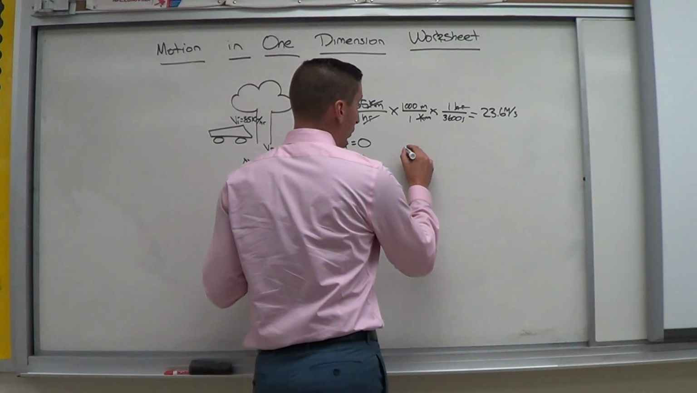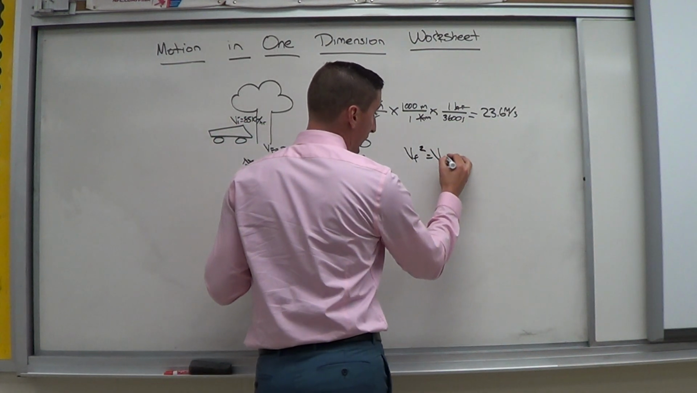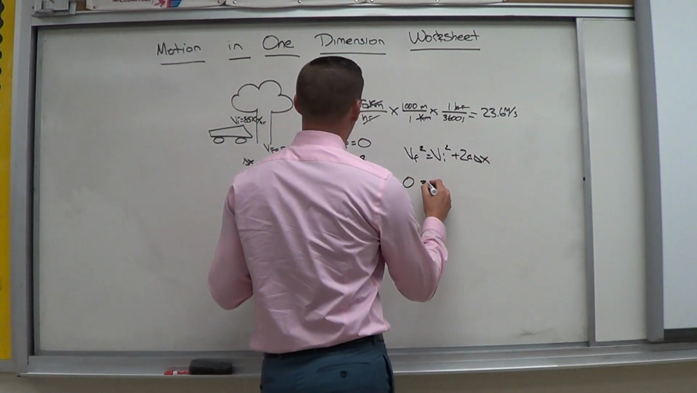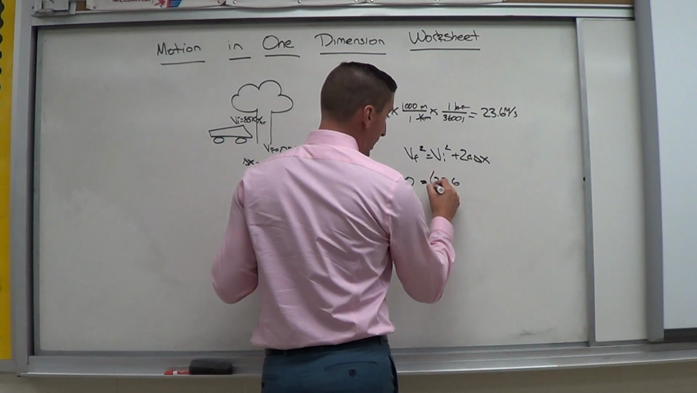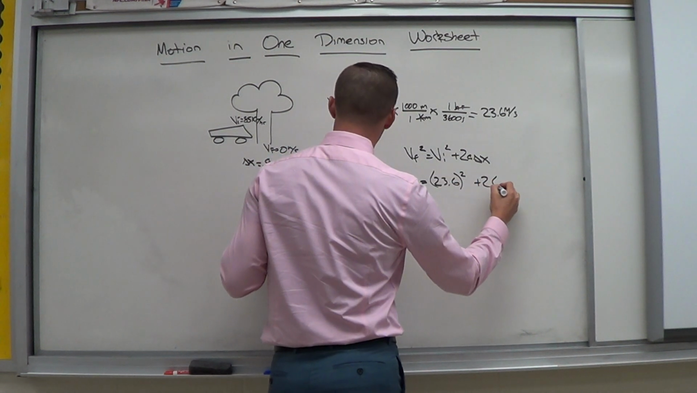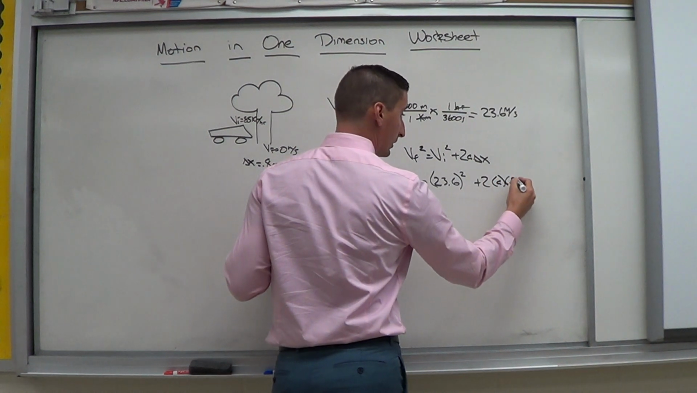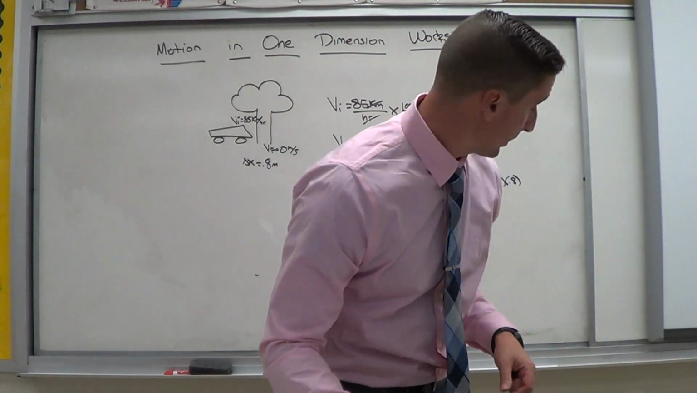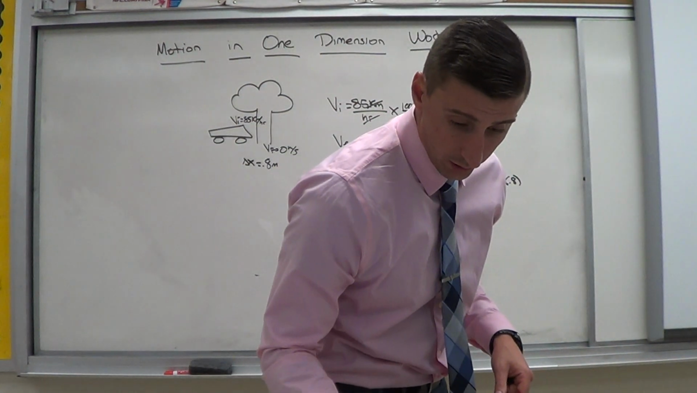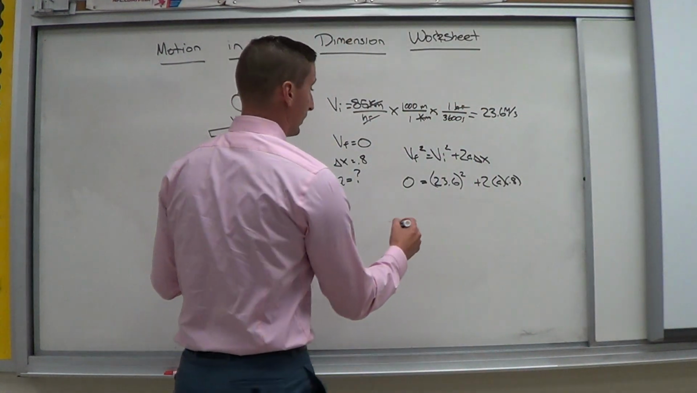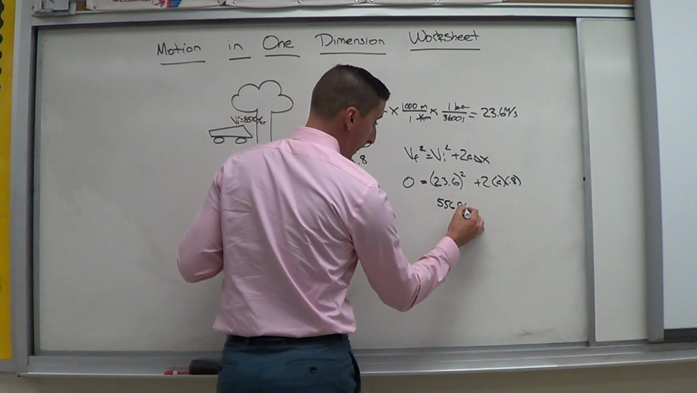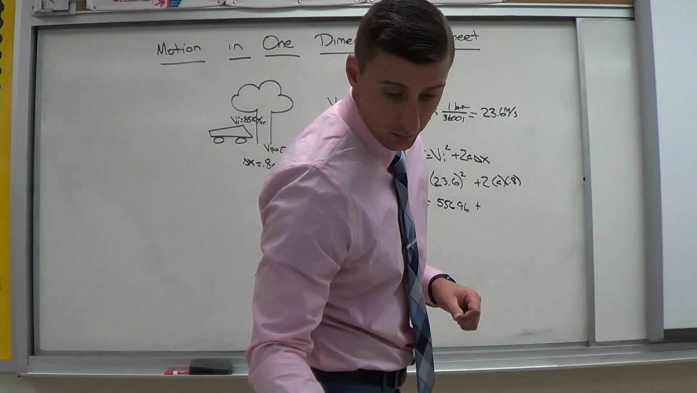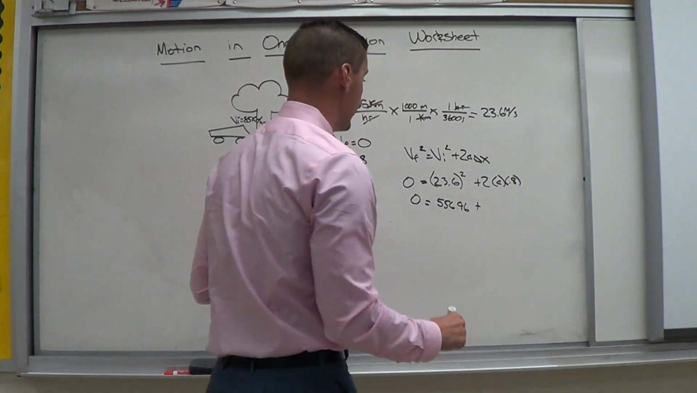So I go ahead in there, I go VF squared equals VI squared plus 2A delta X. VF is 0, VI is 23.6, that quantity is squared, plus 2A is what I'm looking for, and delta X is 0.8. So let's go ahead and square first. 23.6 squared is 556.96, plus 2 times 0.8 gives me 1.6 A.